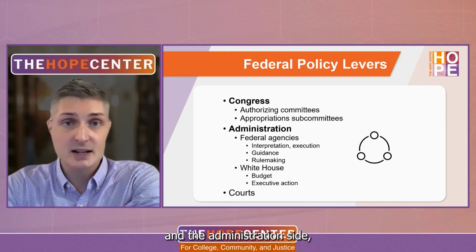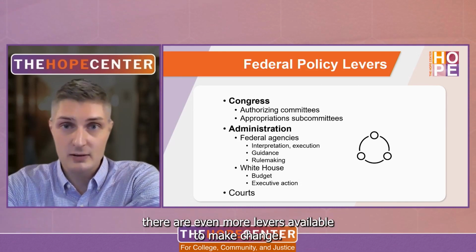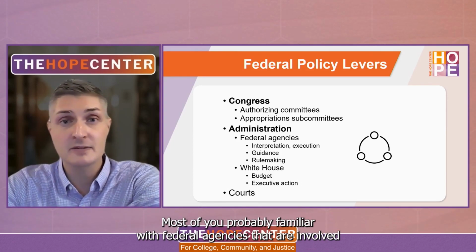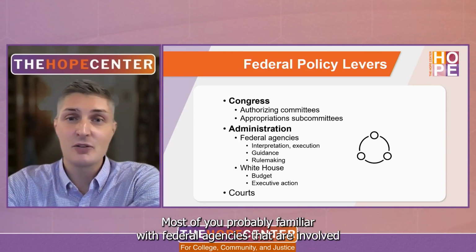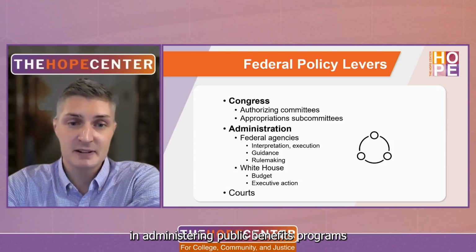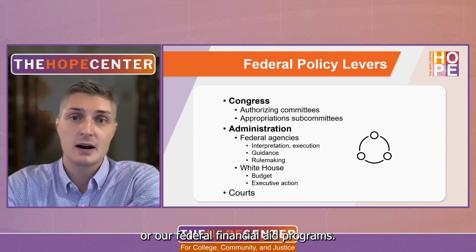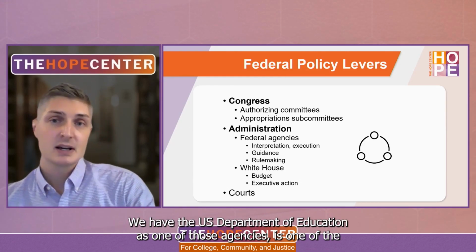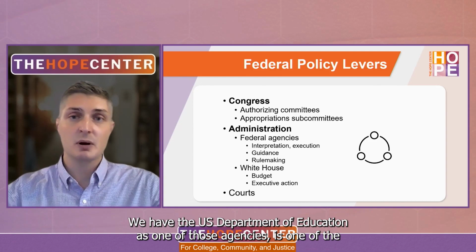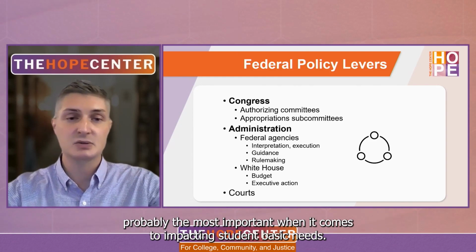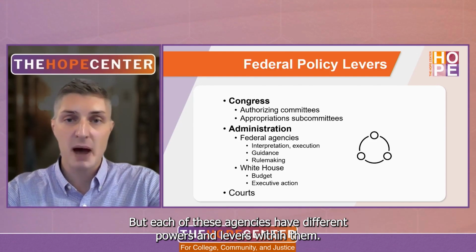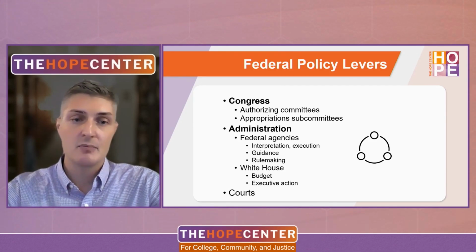On the administration side, there are even more levers available to make change. Most of you are probably familiar with federal agencies that are involved in administering public benefits programs or our federal financial aid programs. We have the U.S. Department of Education as one of those agencies, one of probably the most important when it comes to impacting student basic needs. But each of these agencies have different powers and levers within them.